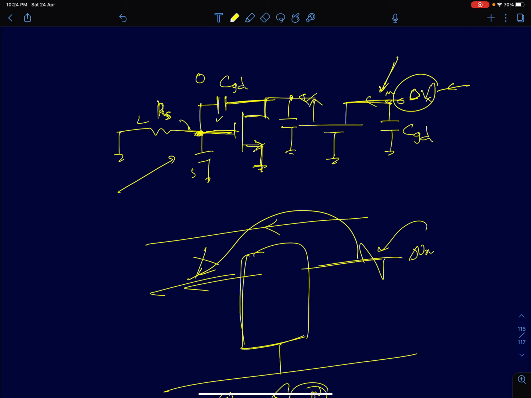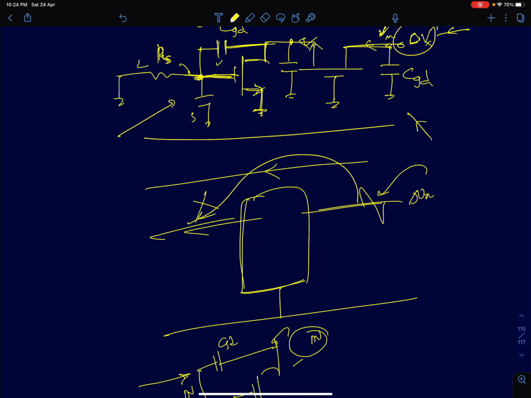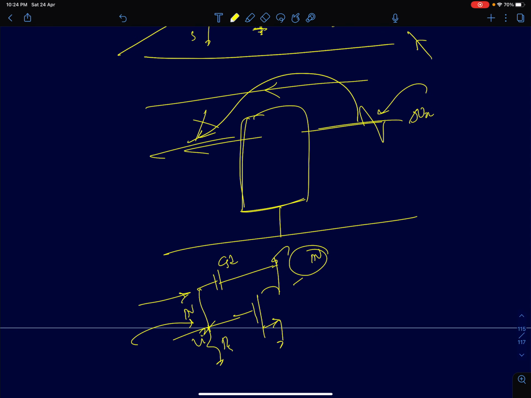The third advantage is isolation between input and output. These are the three major benefits of cascode amplifiers. So with this, I've completed the discussion of a cascode amplifier. I'll probably try to do a more rigorous analysis of a general cascode amplifier considering all the parasitic capacitors in the next lecture. Thank you.